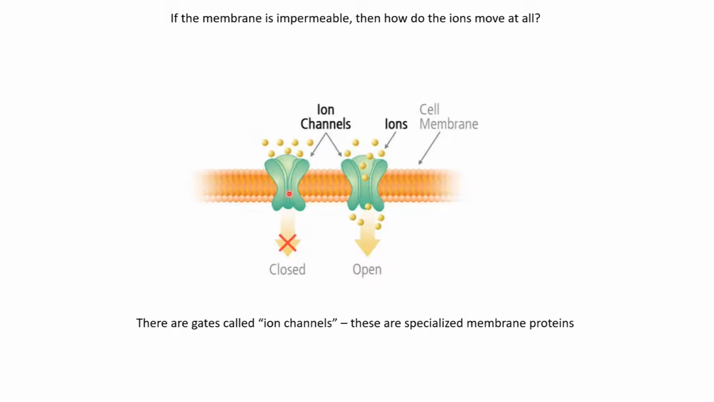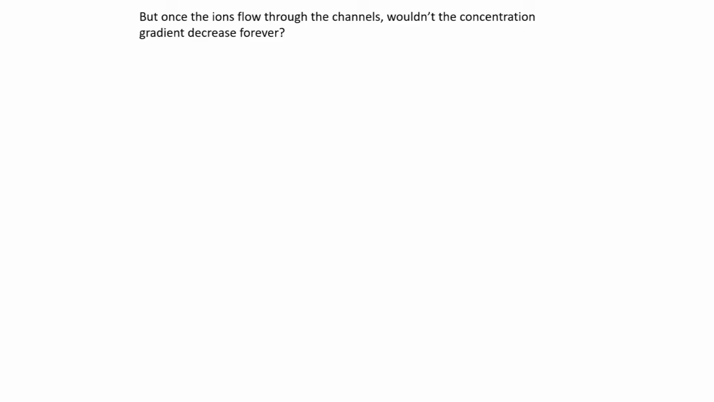There are also specific ion channels for different types of ions. Some channels allow multiple ions to pass through, whereas some channels allow only one particular ion to pass through. So we now understand how the concentration gradient is made possible by the presence of a membrane. We also understand how the ion channels allow the ions to move despite having this membrane barrier.